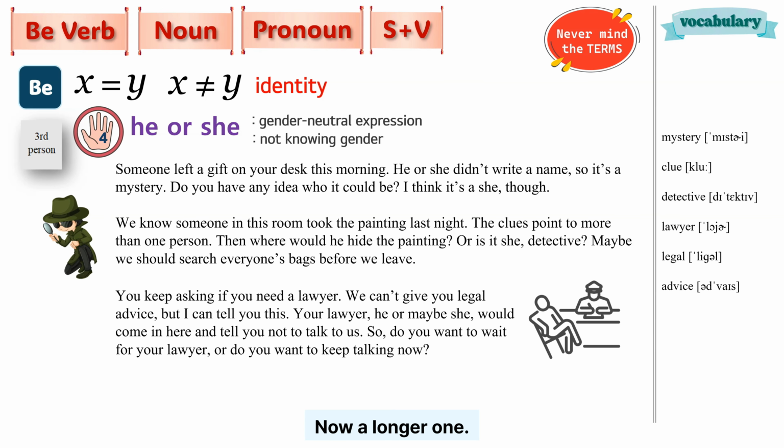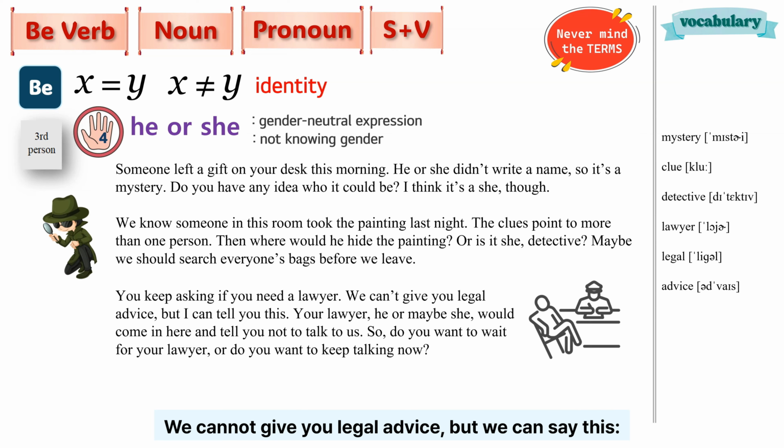Now a longer one. This is a police officer talking strongly to a suspect. The officer does not know the lawyer's gender. You keep asking if you need a lawyer. We cannot give you legal advice, but we can say this. Your lawyer, maybe a man or a woman, will come here and will tell you, say nothing. So, do you want to wait for your lawyer? Or do you want to keep talking now?